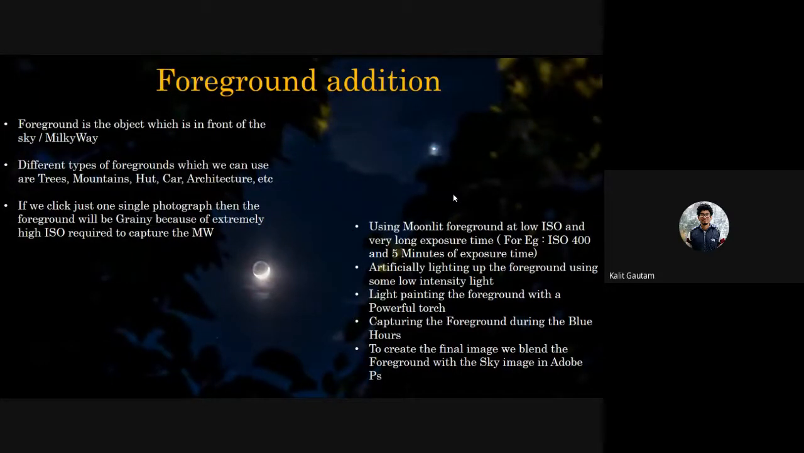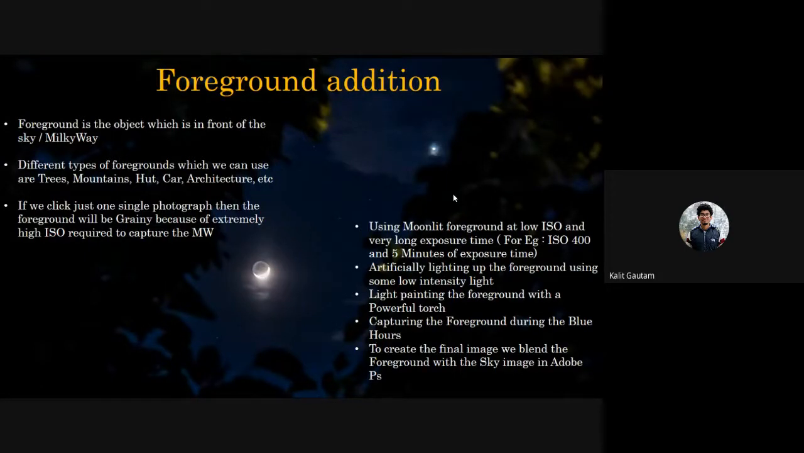The next thing is capturing the foreground during blue hours. This is one of the most important things I have done with my photographs. Now what is a blue hour? It is basically the time just after dawn and just before early morning, when very light pale blue light is coming. At that time you have to use a very long exposure time, like 2 to 3 minutes, to click a pic of the foreground.